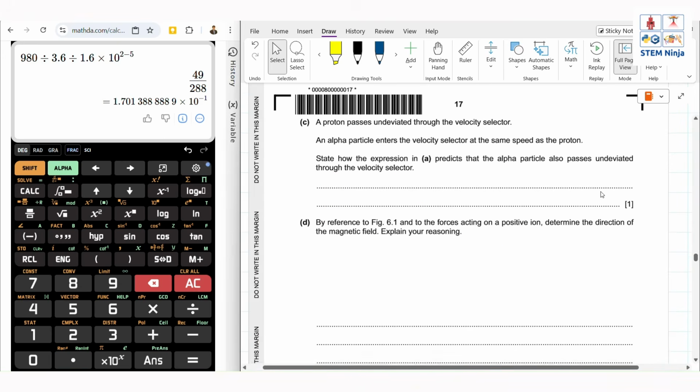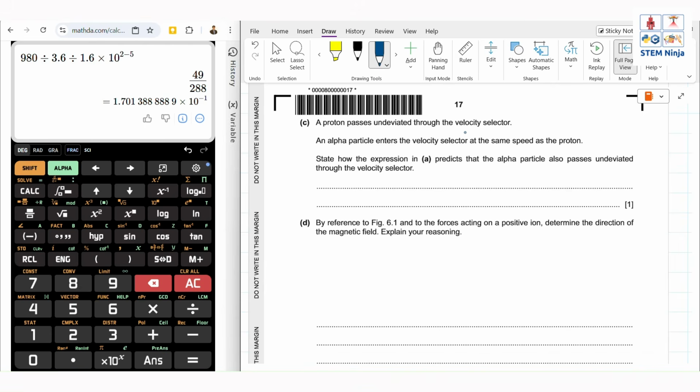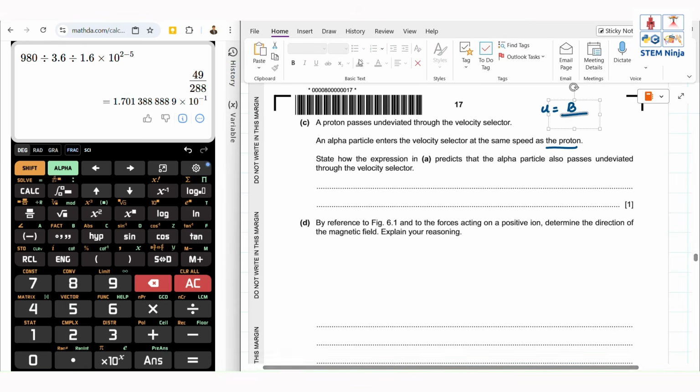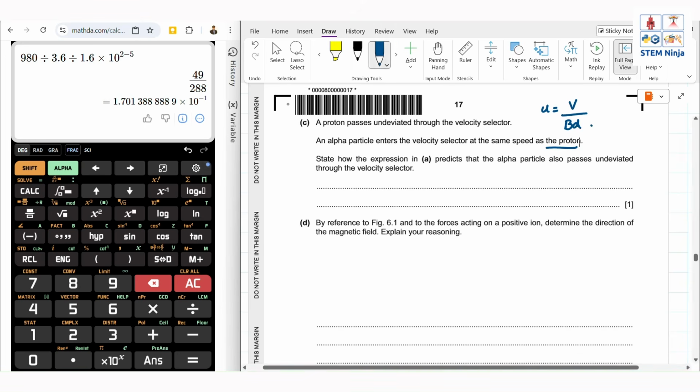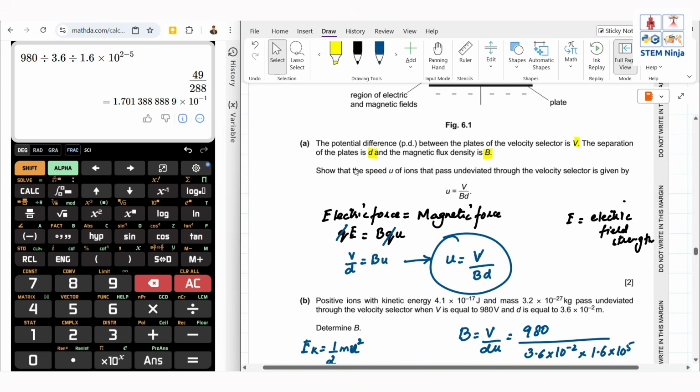A proton passes undeviated through the velocity selector. An alpha particle enters the velocity selector at the same speed as the proton. State how the expression in A predicts the alpha particle also passes undeviated through the velocity selector. So the expression was v equals V over B, just to show you that, yes, that was indeed the case, V over B.